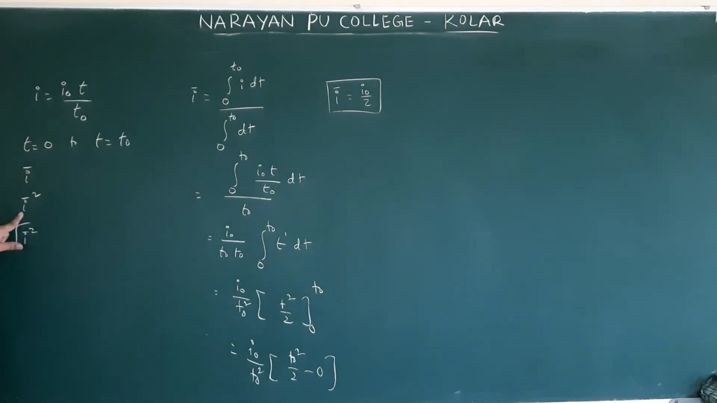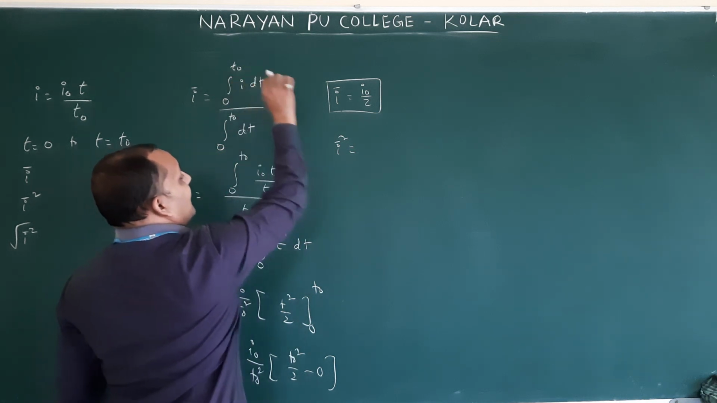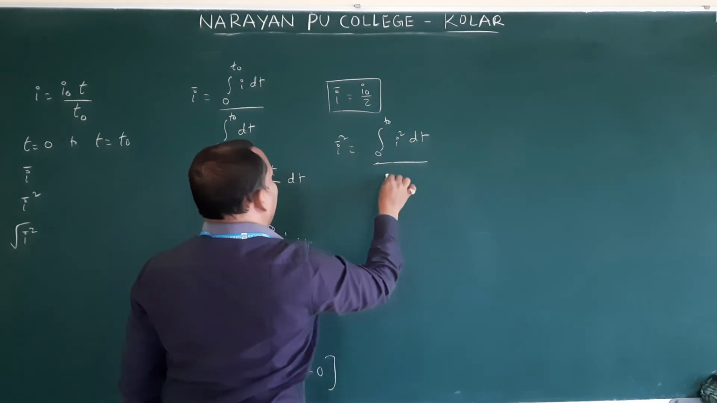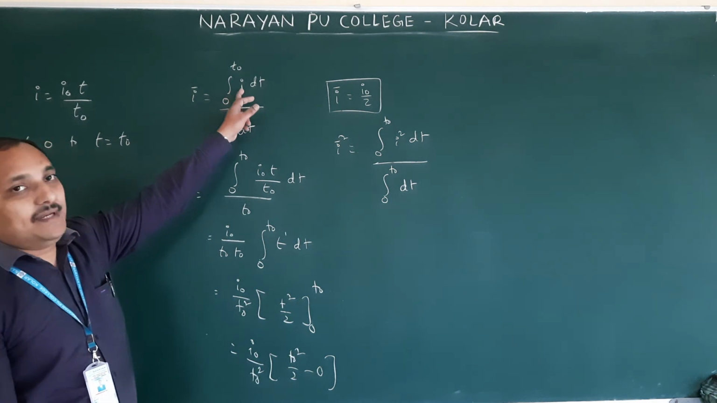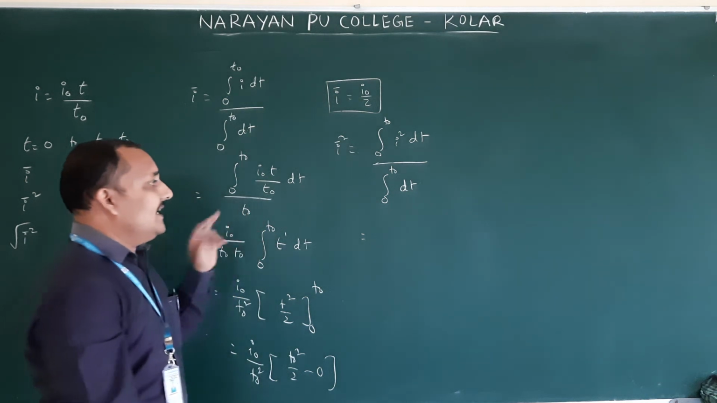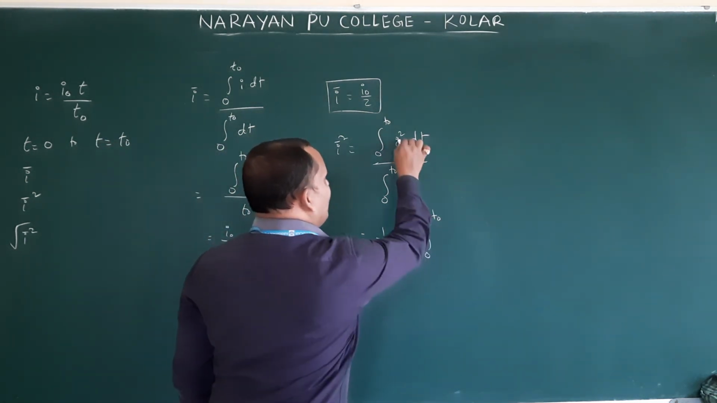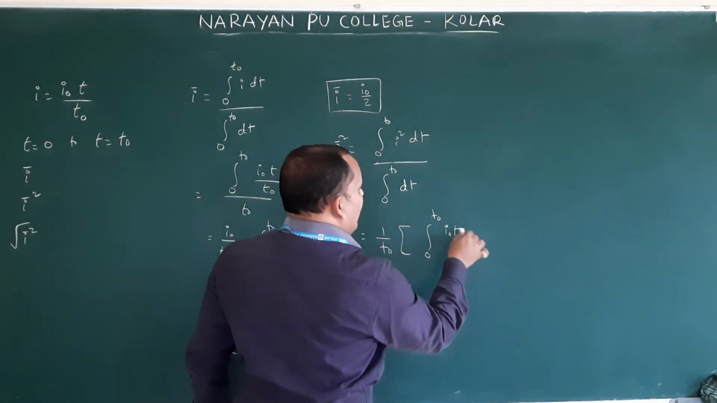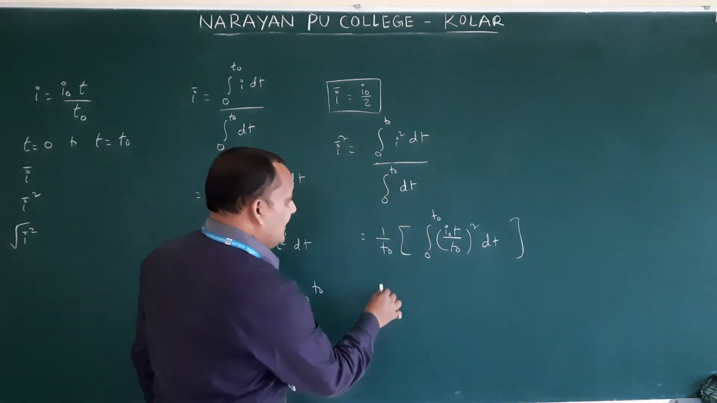Now I bar mean square. What is the mean square formula? Just write the square here, that's all. 0 to t naught I square dt over 0 to t naught dt. If I is there, it is the mean value. If I square is there, it is the mean square value. This denominator again gives t naught. Therefore 1 by t naught, then 0 to t naught. What is the I value? I is I naught t by t naught, whole square dt.